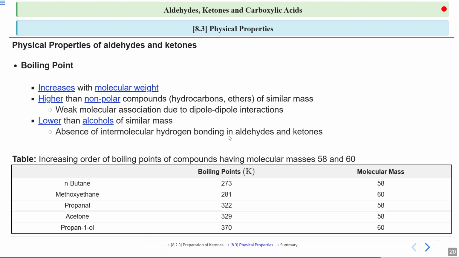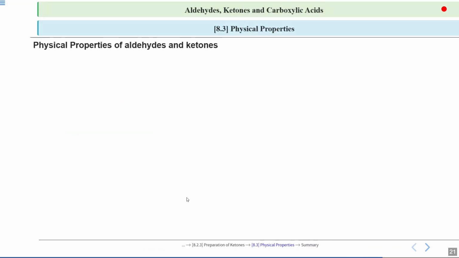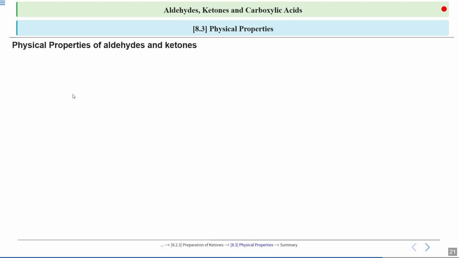Now look at this particular table. This shows the increasing order of boiling point. If you go from n-butane to propanol, this shows an increasing order of boiling points with the molecular masses of 58 and 60.